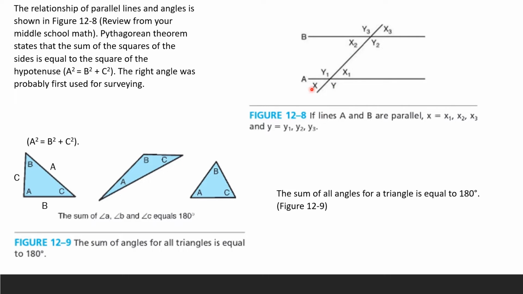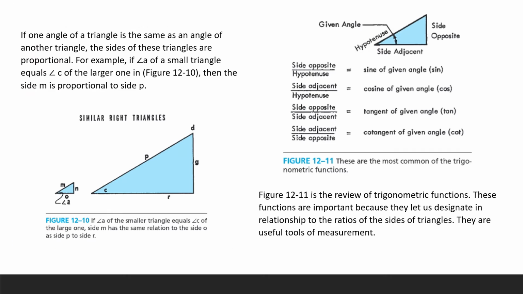You should be able to dissect the geometry in your head by just looking at it, so try to practice that. The sum of all angles of a triangle is again equal to 180 degrees. Doesn't matter if it's a right angle or a triangle of any shape. So you add the angles A, B, C inside of each triangle, and they're going to give you a total of 180 degrees. This is just another review from your middle school math.